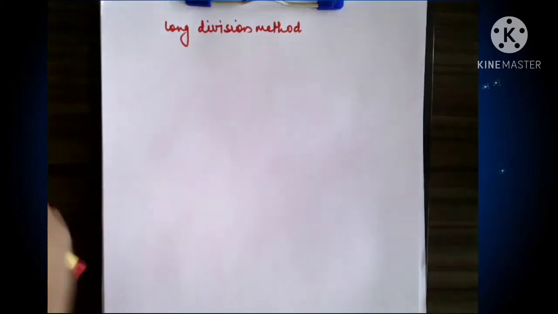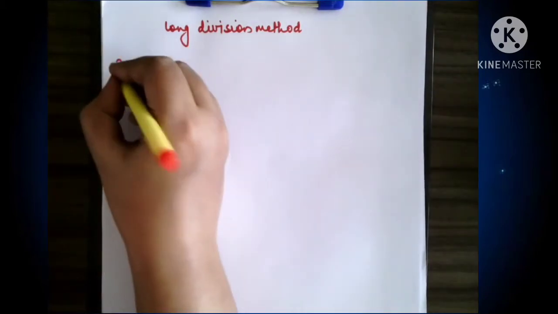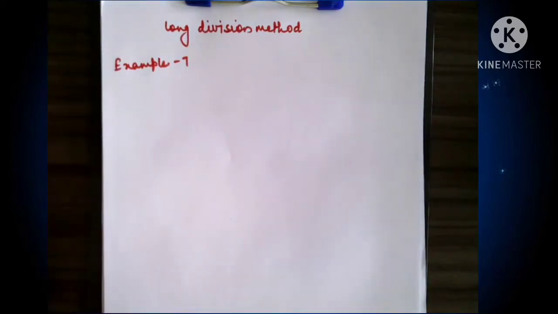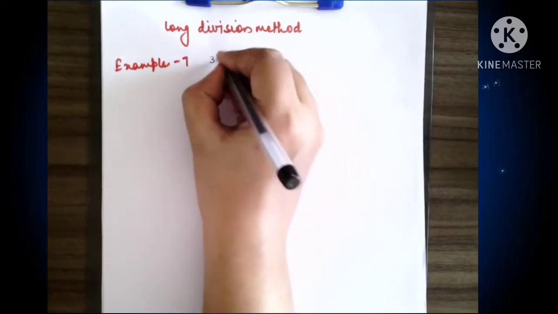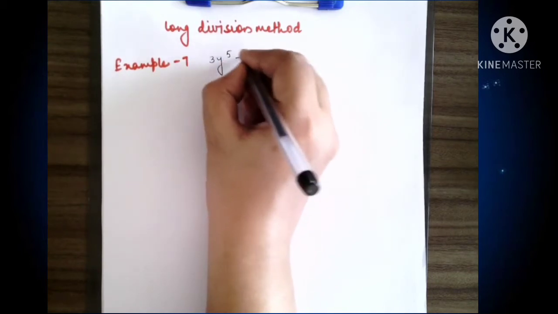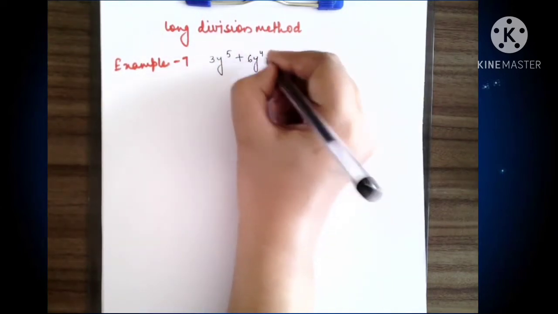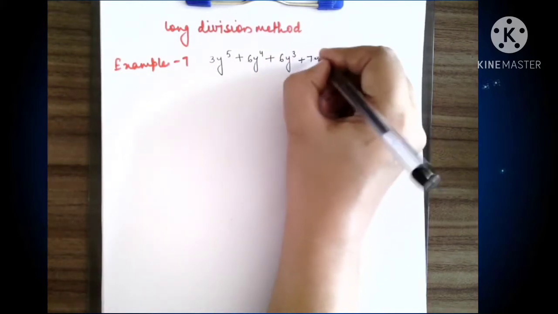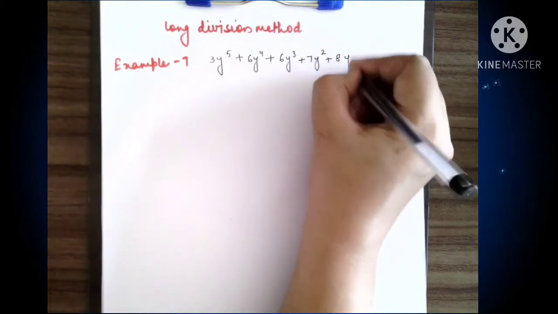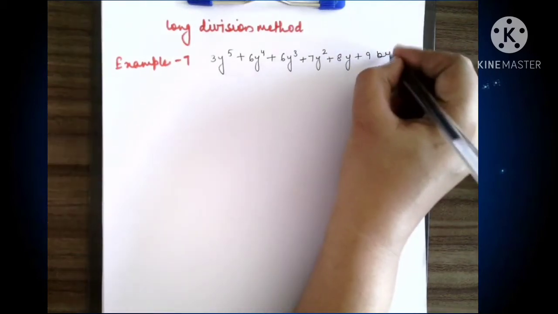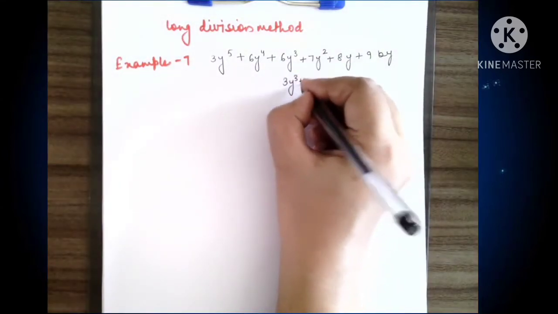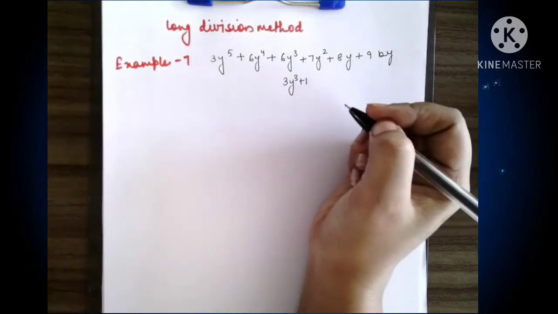Very first I'm taking example number 7 here. Example 7. Have a look everyone. The question is divide 3y raised to the power 5 plus 6y raised to the power 4 plus 6y cube plus 7y square plus 8y plus 9, you have to divide it by 3y cube plus 1. ठीक है, आपने इससे डिवाइड करना है.